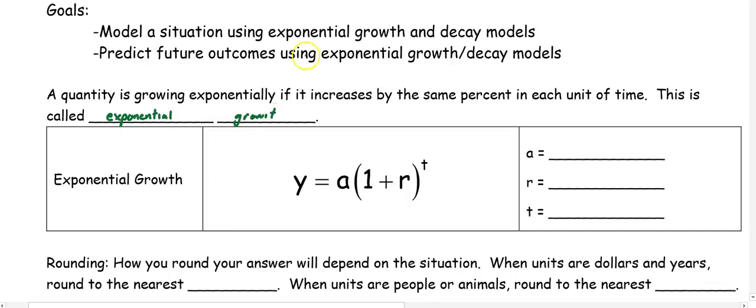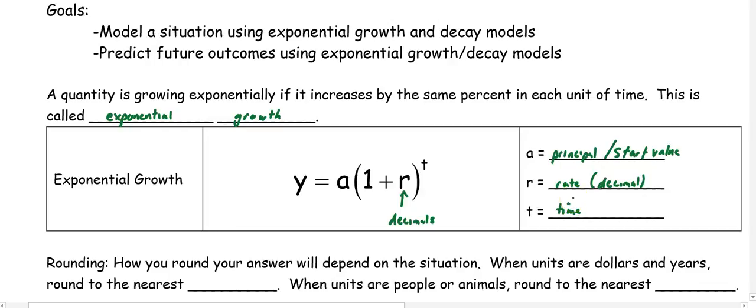So in exponential growth, we're going to use the equation y equals a parentheses 1 plus r to the t. Remember that r needs to be written as a decimal, not as a percentage. So a is going to stand for your principal or your start value. R is going to stand for your rate, which remember needs to be converted to a decimal. And t is going to be the exponent, which stands for time.